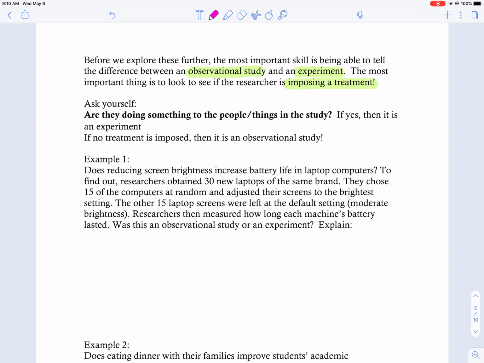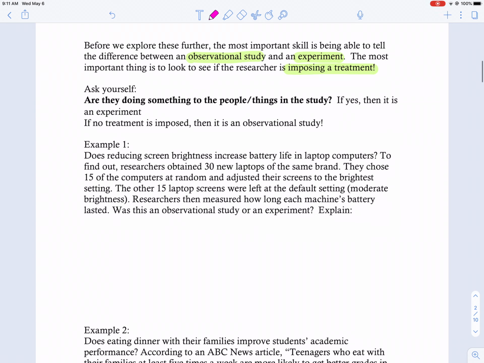Okay, so does reducing screen brightness increase battery life in a laptop computer? To find out, researchers obtained 30 new laptops of the same brand. They chose 15 of the computers at random and adjusted their screens to the brightness setting. The other 15 laptop screens were left at the default setting, moderate brightness. Researchers then measured how long each machine's battery life lasted. Was this an observational or an experimental study?